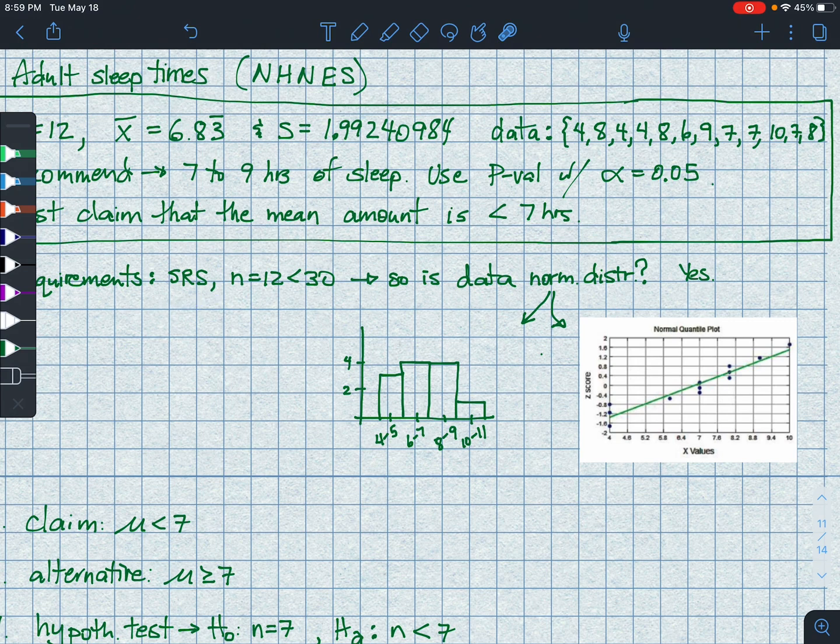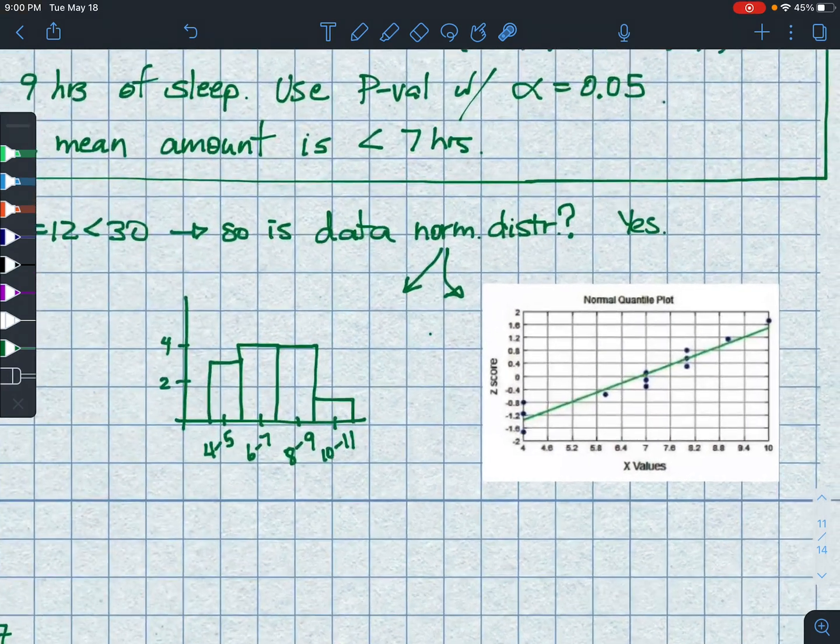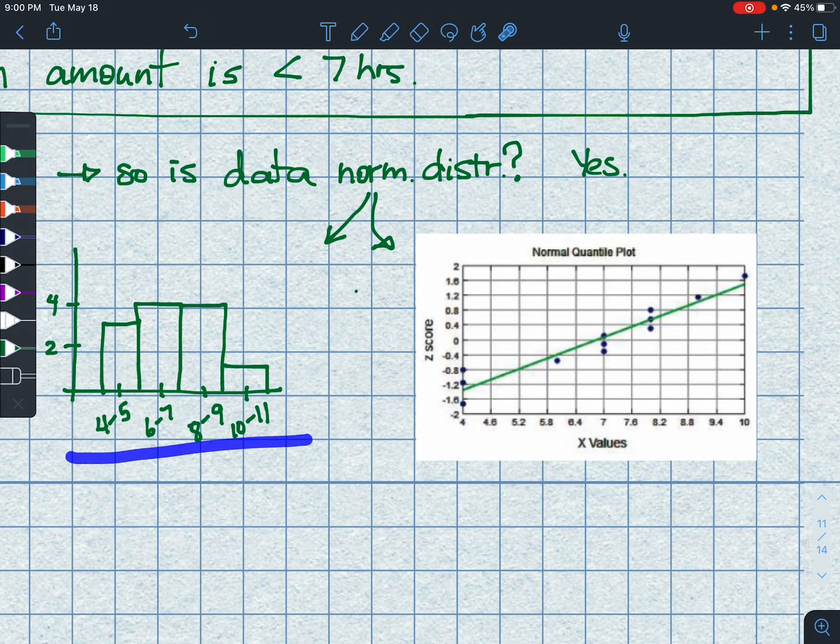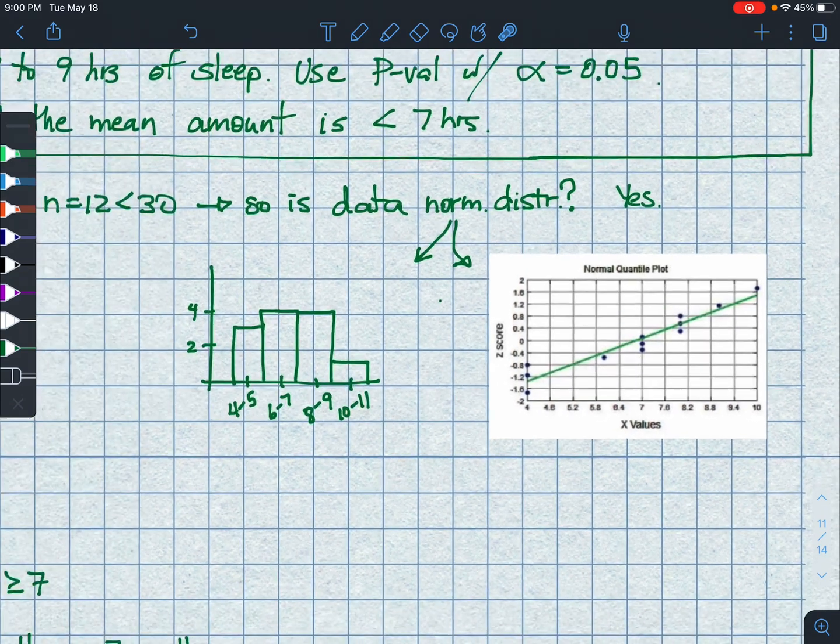We do have simple random sampling. We do have n equals 12, which is less than 30. So now we have to ask ourselves, is the data normally distributed? And here we have two little charts, a histogram, which kind of shows us a bell shape. And then we also have a normal quantile plot, which again shows us a fairly good normal distribution.